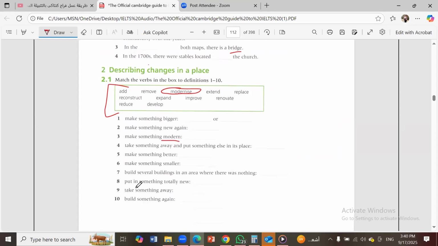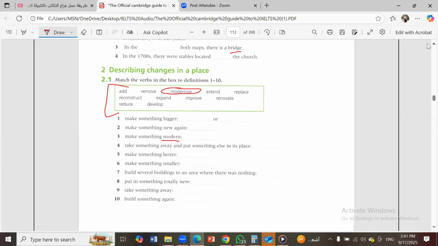Put in something totally new. Add. Reconstruct. Yeah. Reconstruct means totally new. In the hotel, we added a new building. We improved the hotel. We didn't reconstruct. It's not totally new. It's add. Expand. Add. Yeah. Okay.